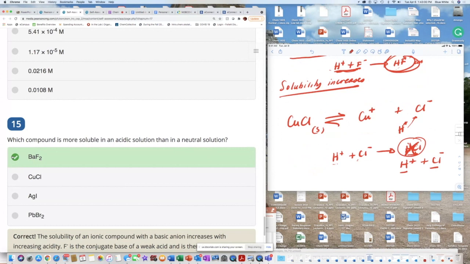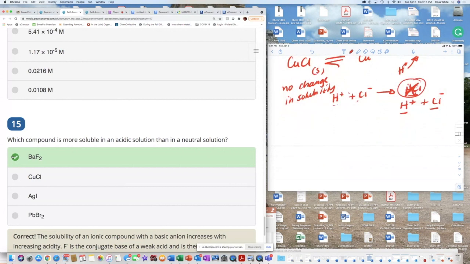So this one here, we have no change in solubility because H plus is not able to pull Cl out of solution. They can't even stay together. So, issues in their relationship.